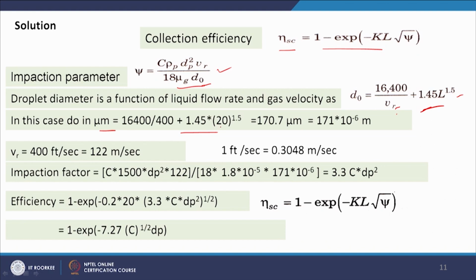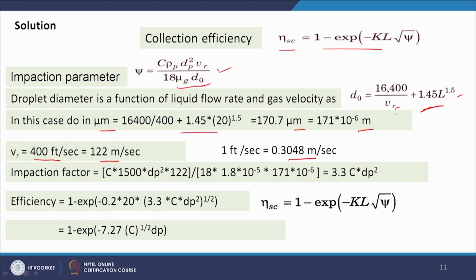So, L is equal to 20 to the power 1.5. So, that is equal to 170.7 micrometer. So, this is equal to 171 into 10 to the minus 6 meter. Then we are getting that Vr is equal to 400 feet per second, that is equal to 122 meter per second, because 1 feet per second equals 0.3048 meter per second.